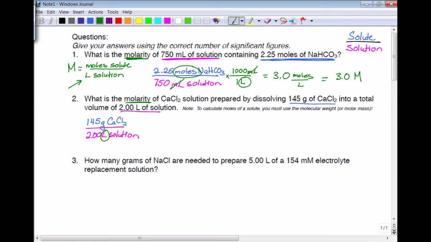But now we need to convert grams into moles. To do this, we need the molecular weight of calcium chloride. You would find the molecular weight of calcium chloride from adding the atomic mass of calcium to twice the atomic mass of chlorine. 1 mole of calcium chloride is equal to 110.98 grams. I can then use this as a unit conversion to convert grams of calcium chloride into moles of calcium chloride.